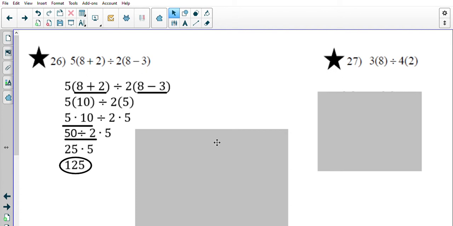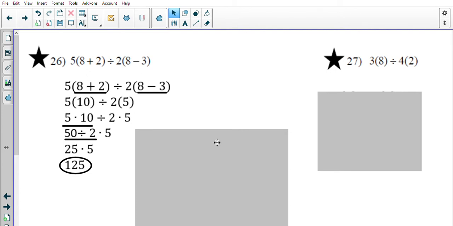If you get an answer of 5 for this problem, you probably did all the multiplication first to get 50 divided by 10, and then divided to get 5. But remember, multiplication and division, we do in order from left to right.